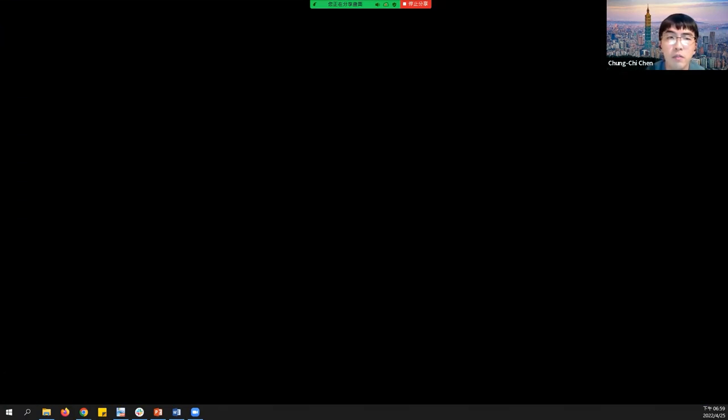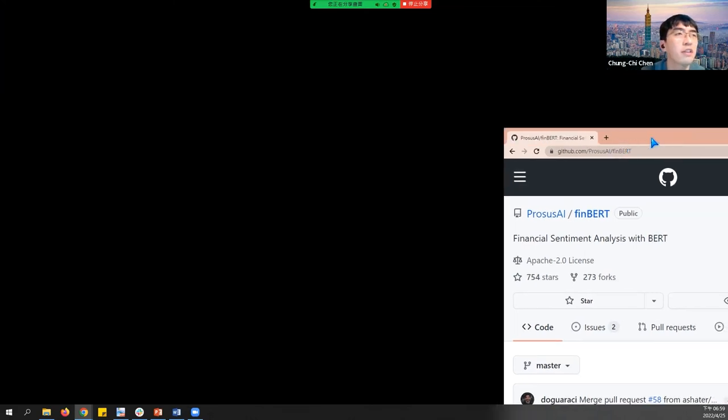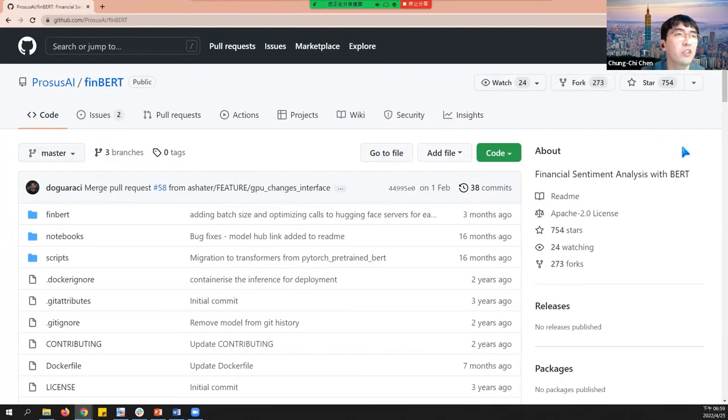Okay. If no question, I have some. It's a suggestion, because I tried several experiments with FinBird and it performed well. So I wonder, have you tried this FinBird I just shared with previous presenters?